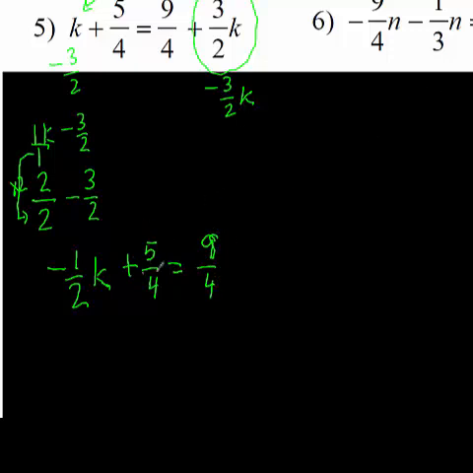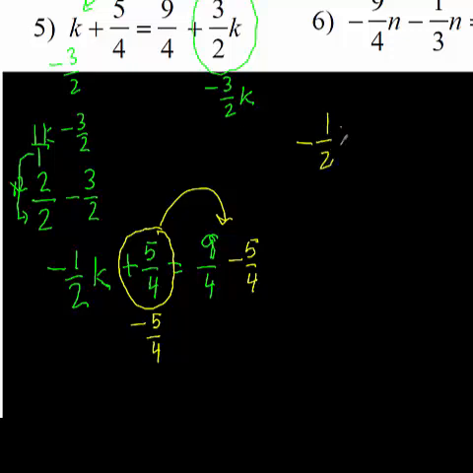Now this one, in order to get this, we know we have to move that away from k, so I'm moving that to the other side, or subtracting 5/4 from both sides. So now we have negative 1/2 k equals 9/4 minus 5/4. 9 minus 5 is 4, or 4/4, which is just 1. So we know that's negative 1/2 k equals 1.